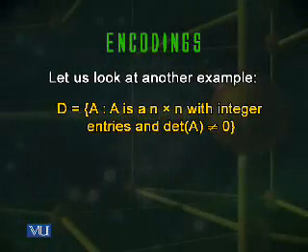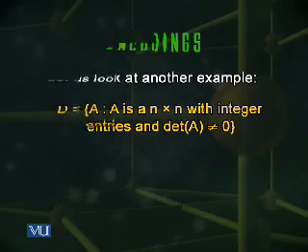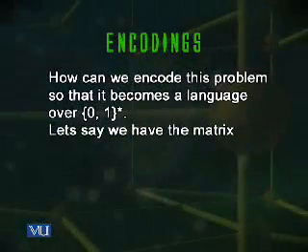Let's look at another problem. Suppose we are interested in matrices which have integer entries and whose determinant is not 0. So we are interested in invertible matrices which have integer entries. How can we pose this problem as a problem over strings which are made of zeros and ones entirely? What we will have to do is come up with a way of encoding matrices into strings of zeros and ones. How can we encode this problem so that it becomes a language over {0,1}*?